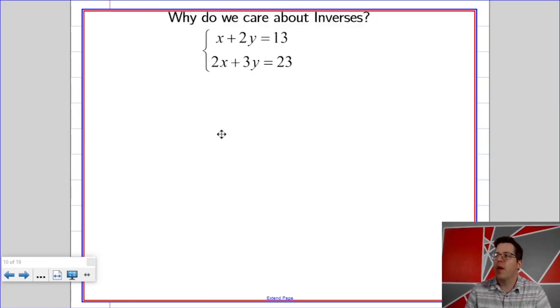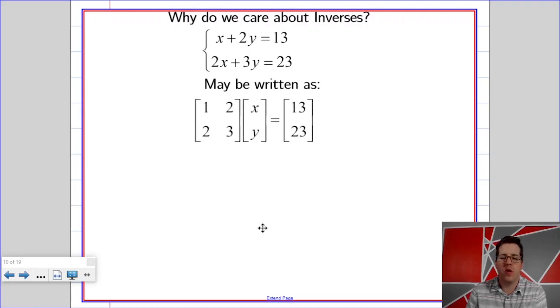Now, the reason we care about inverses may not be immediately obvious. So for starters, we can write a system of equations as a matrix equation. Make sure you understand how this works. 1 times x plus 2 times y equals 13. 2 times x plus 3 times y equals 23.